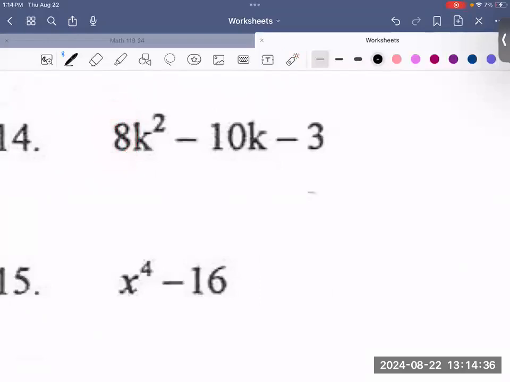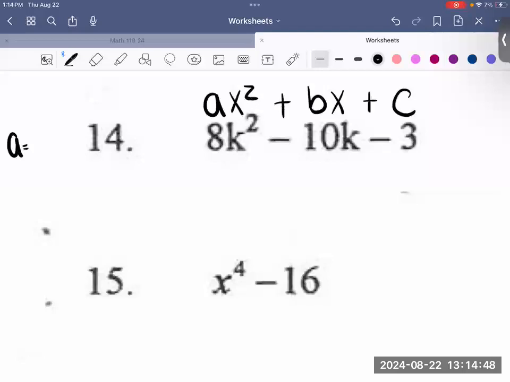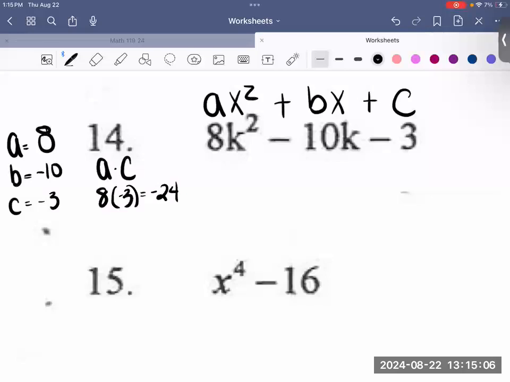So to start, we're going to do something called the AC grouping method. Keep in mind your structure of these is ax squared plus bx plus c. So we have A is equal to 8, B is -10, and C is -3. AC grouping says we're going to multiply A times C. 8 times -3 makes -24. So then looking at factors of 24, we're looking at how these factors make up a -10.